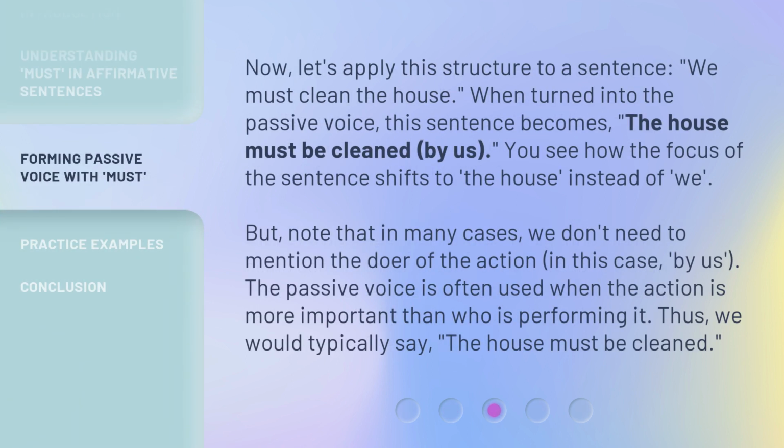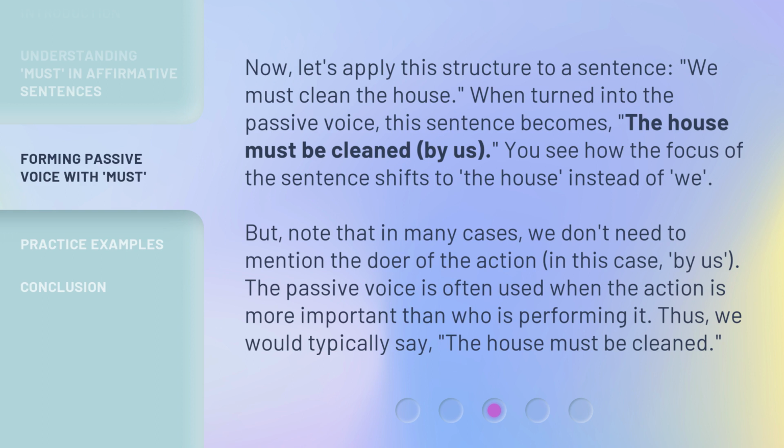Now, let's apply this structure to a sentence. We must clean the house. When turned into the passive voice, this sentence becomes, the house must be cleaned by us. You see how the focus of the sentence shifts to the house instead of we.